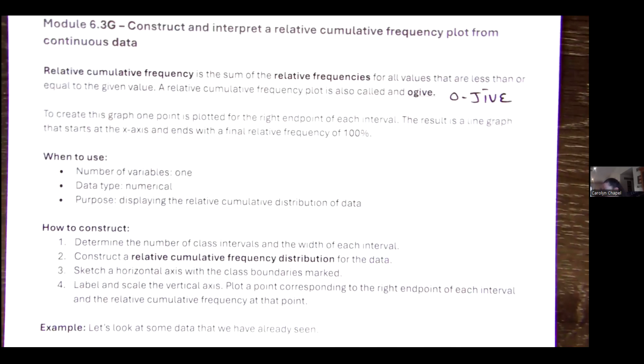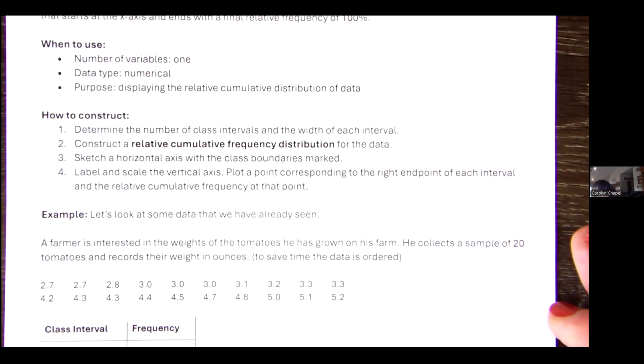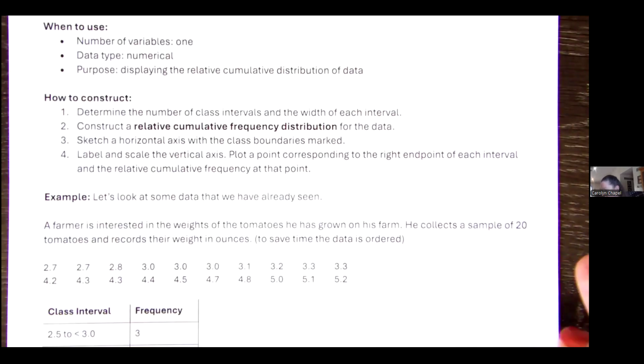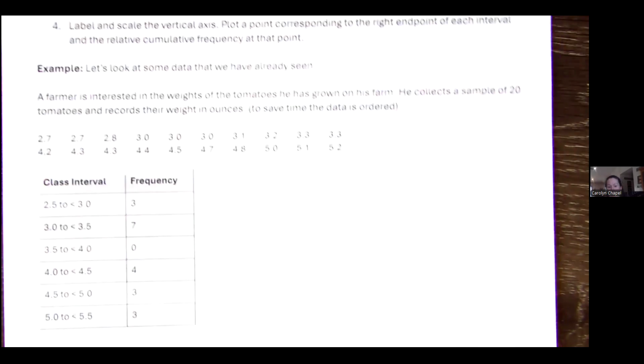So again, we're going to start with one variable. Our data, we do want to use numerical when we're trying to do cumulative amounts. So first of all, cumulative means we're going to be adding up as we go. So kind of think about it as snow falling. Or in this case, I've got this bucket of tomatoes and I'm going to just keep adding to my bucket and eventually I'm going to get all 100% of my tomatoes. So I'm going to use the same data that we did before.